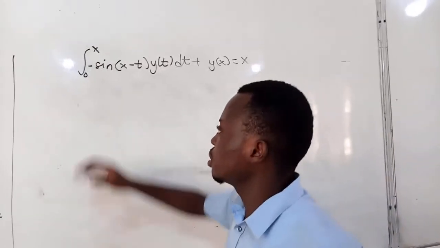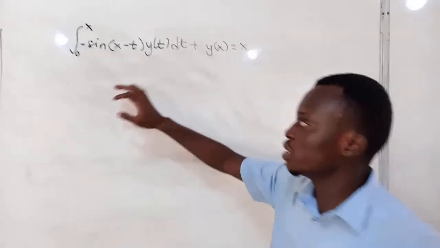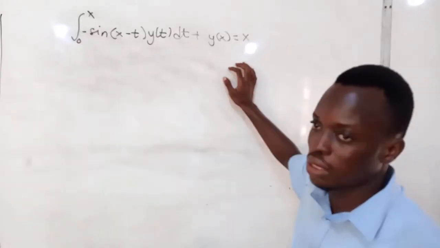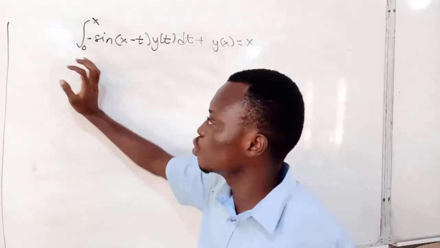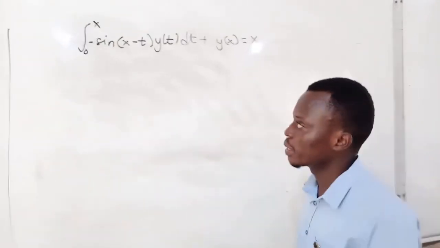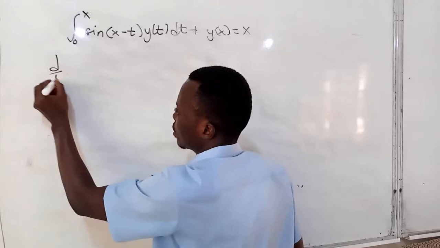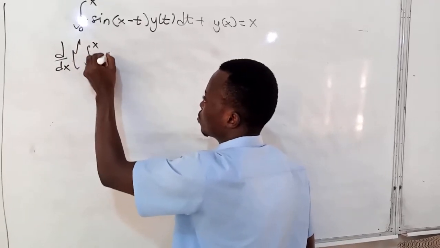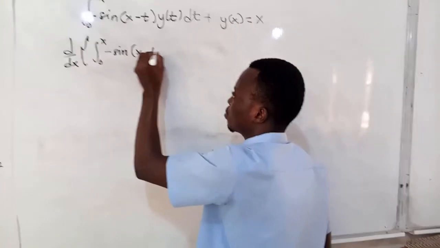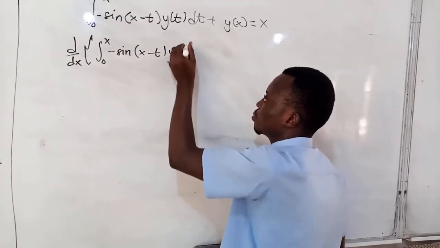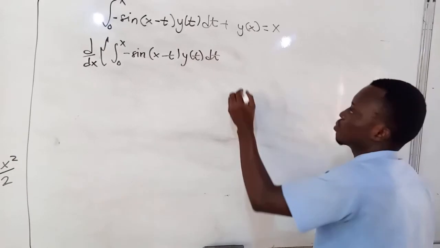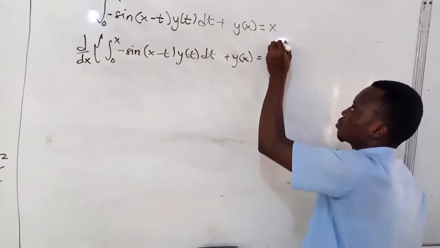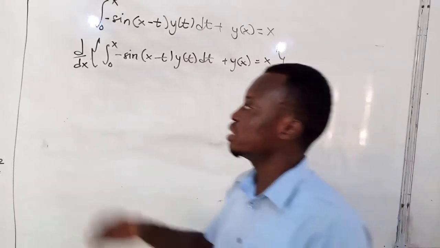So this is the resulting equation. Now we still have an integral inside this equation. Therefore, you need to pass this equation through a differential operator again. Then you differentiate each of the terms.